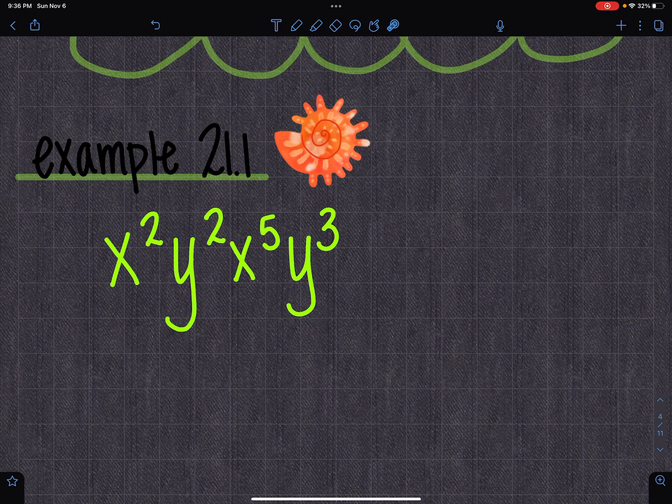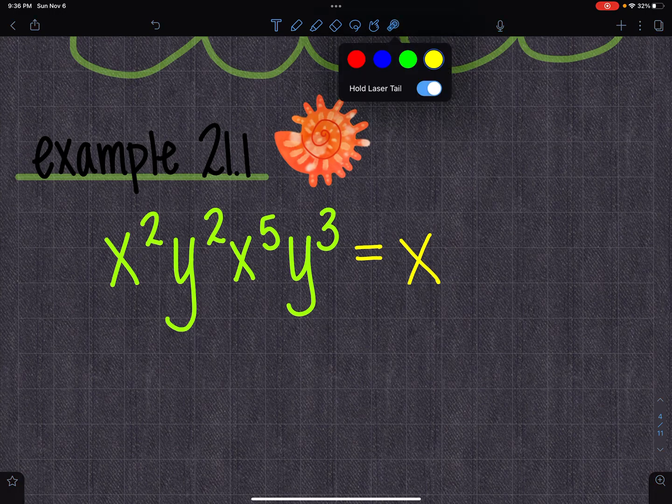But I'm just going to scan through and look for things that have the same base. So for example, here's an x. Is there another x? Yes, there is, right there, x raised to the 5th power. So I can simplify this by pulling out the x's. Okay, I'm just going to focus on the x's for now.